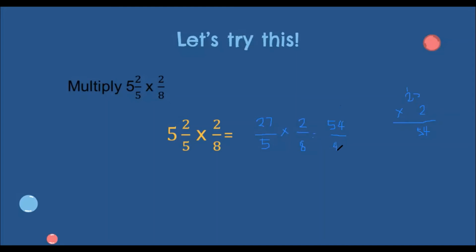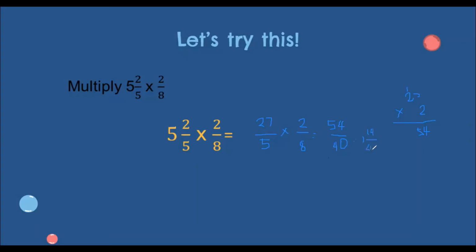So notice our answer here is an improper fraction. Since our answer is an improper fraction, we need to change this one into a mixed number by dividing 54 divided by 40. Okay, so for our final answer, we have 1 and 14 over 40.